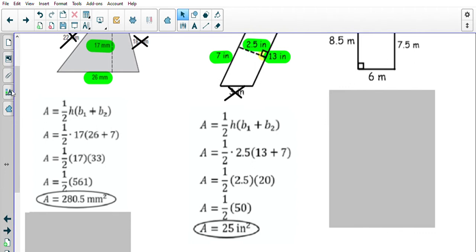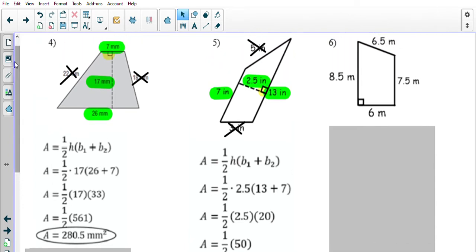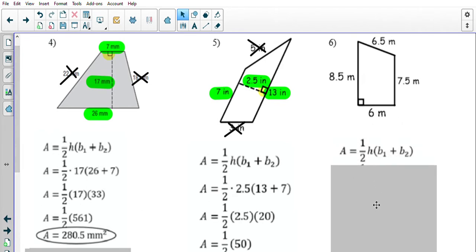The last one I threw in a few years ago, just because students really struggled with this. They assumed that the bases were 6.5 and 6, and then struggled to figure out what the height was, because they saw a 90-degree angle. But if you remember that the formula b sub 1 and b sub 2 represent the parallel sides, I'm going to highlight those here. The parallel sides are going to be this side right here and this side right here. So I'm definitely going to be using the 8.5 and the 7.5.